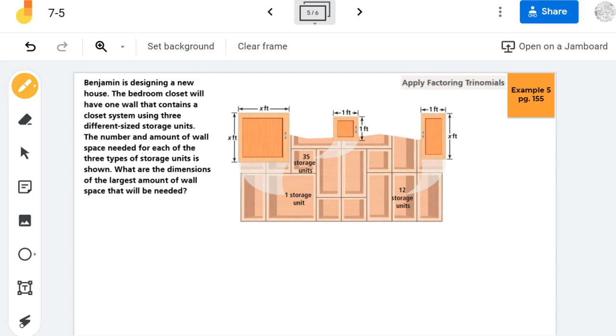In today's video, I'm covering example 5 from section 7-5 in the SavvasRealize Algebra 1 textbook. The goal of today's video is to apply factoring trinomials.